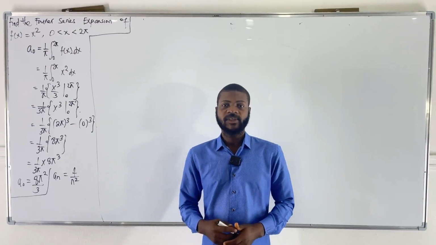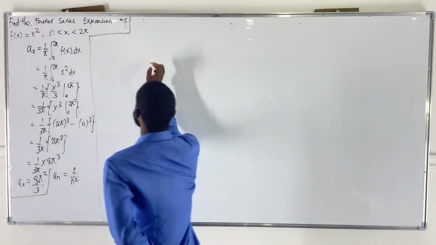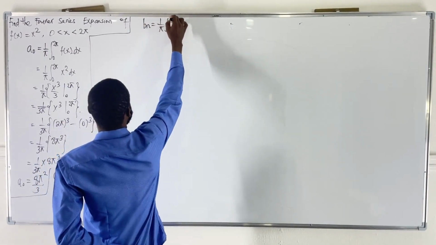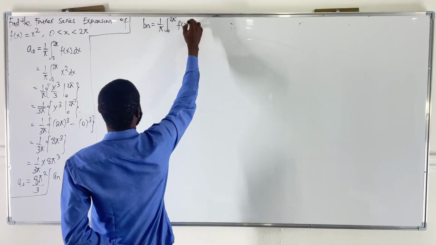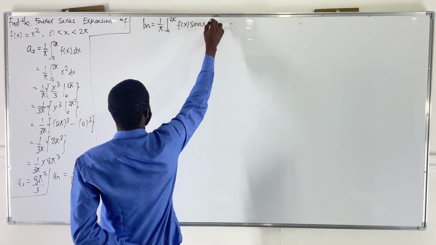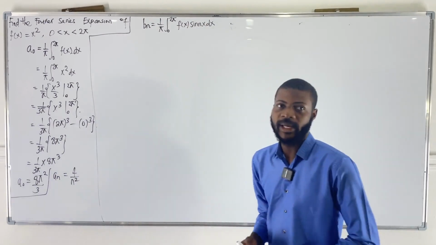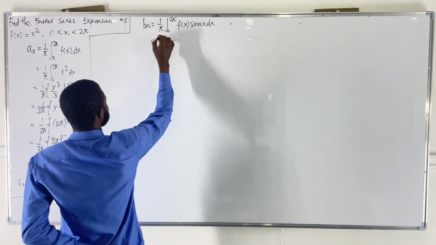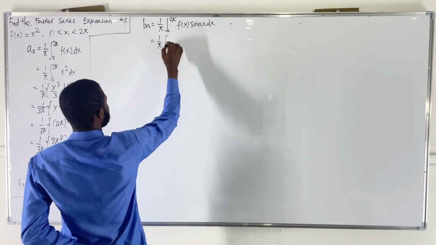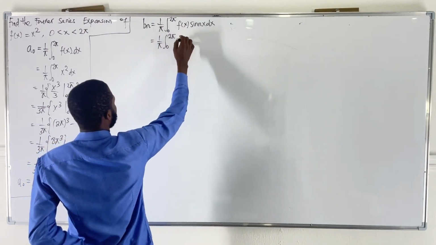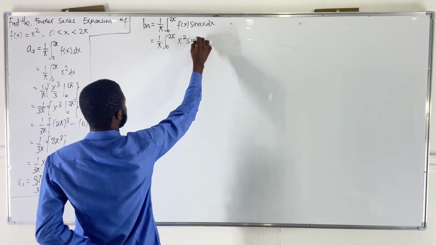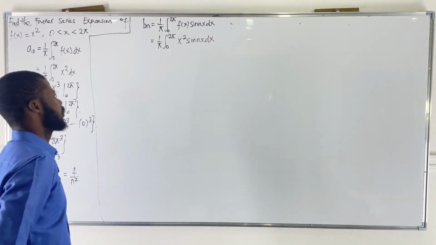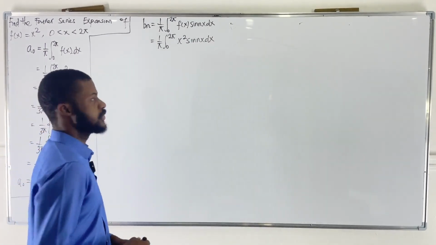So now let's find b sub n. So b sub n is 1 over pi integral from 0 to 2 pi f of x sine nx dx. So that's b sub n. Then let us put in our function. So the function is x squared. So this is 1 over pi integral from 0 to 2 pi of x squared sine nx dx. Now what I'll do next is use integration by parts, but there's a shorter way to do that.